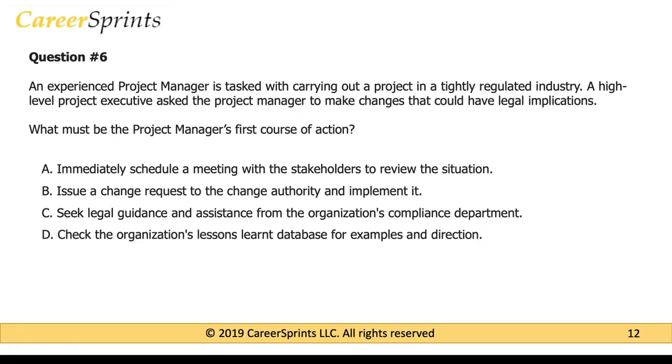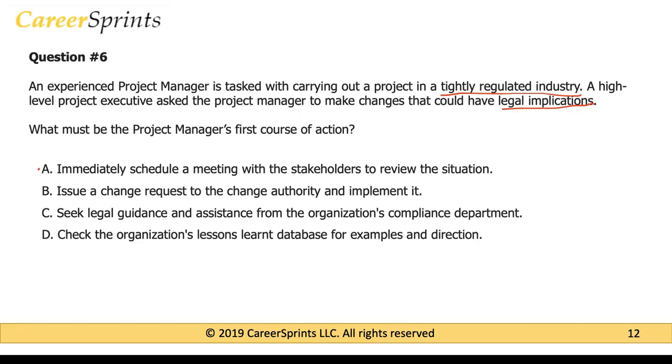So let's look at the answer. It says, an experienced project manager is tasked with carrying out a project in a tightly regulated industry. So the key word here is tightly regulated industry. A high-level project exec asked the project manager to make changes that could have legal implications. So this is another key word, legal implications, and you need to choose what is going to be the project manager's first course of action. So option A, immediately schedule a meeting with the stakeholders to review the situation. So this option, let's just put a dot here. Let's look at the other options.